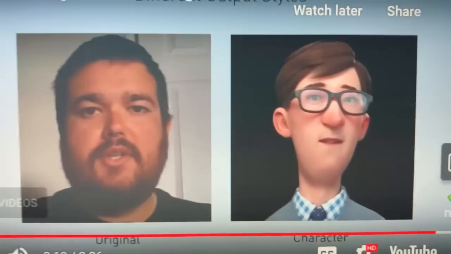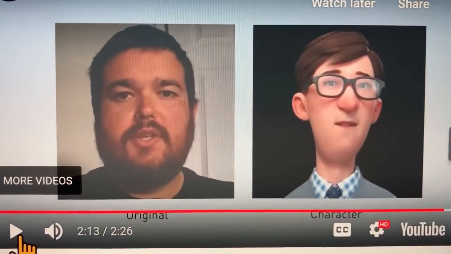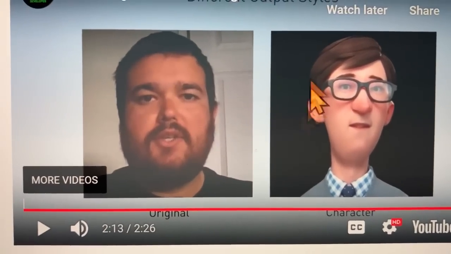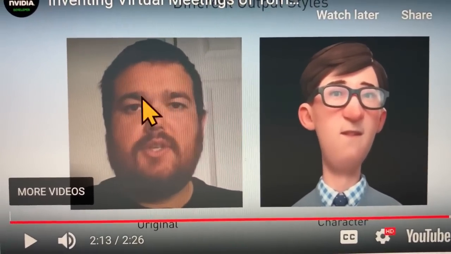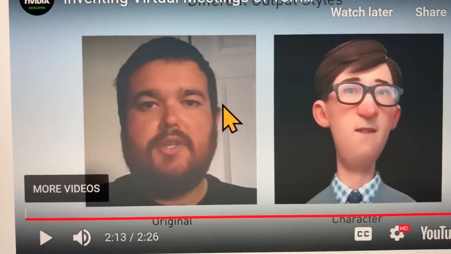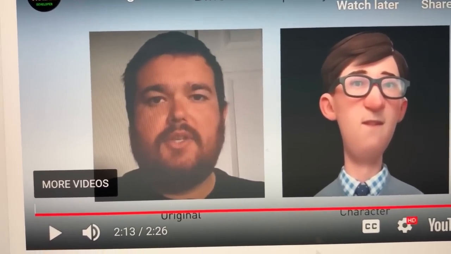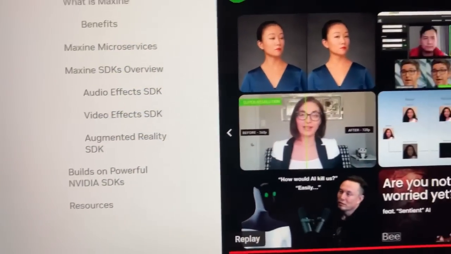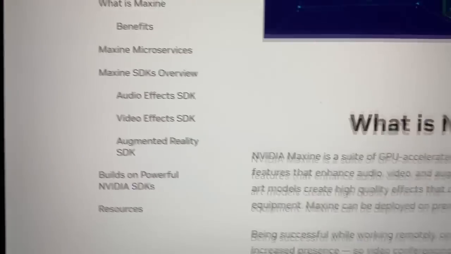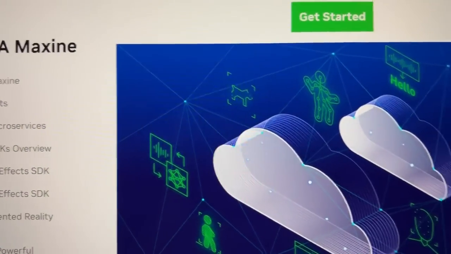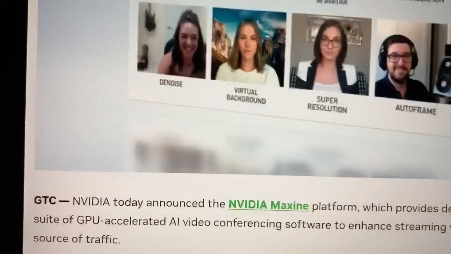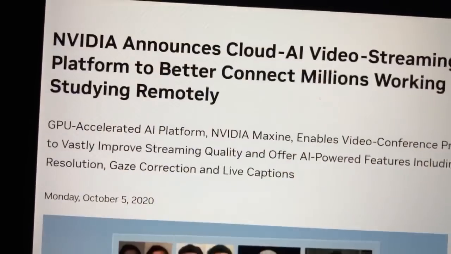So there is no telling you all what you're looking at really when you're looking at somebody speaking. This guy could be speaking and they could turn him into a president. They could turn him into a king. You would never know because they got this NVIDIA, this AI-assisted, this is called Maxine. It's cloud computing. And what are they doing? They're bringing it to life.